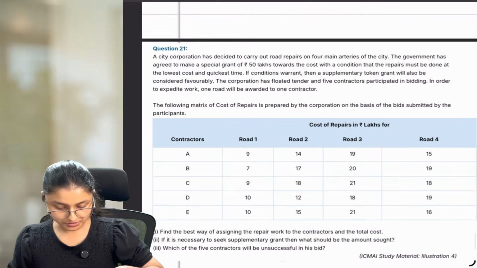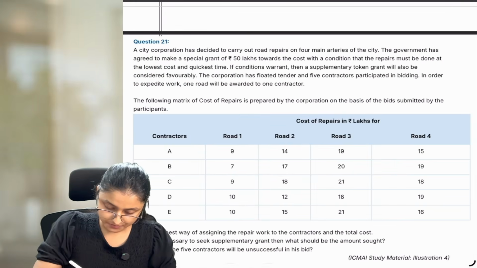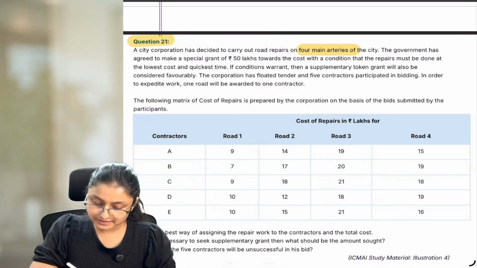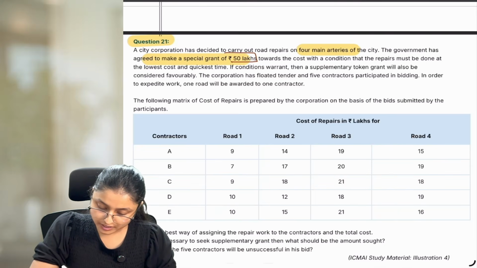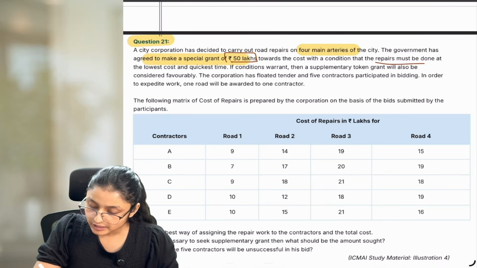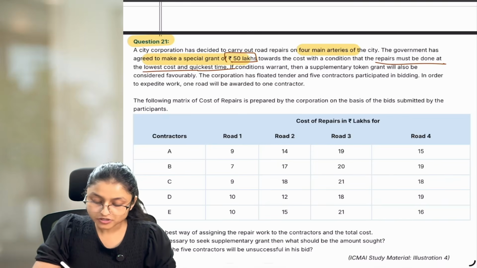That is your question number 21. See what it says. A city corporation has decided to carry out road repairs on 4 main arteries of the city. The government has agreed to make a special grant of 50 lakhs. So 50 lakh is the grant which you are getting for doing this road repairs towards the cost, with the condition that repairs must be done at the lowest cost and quickest time.